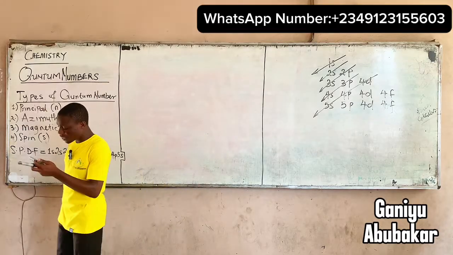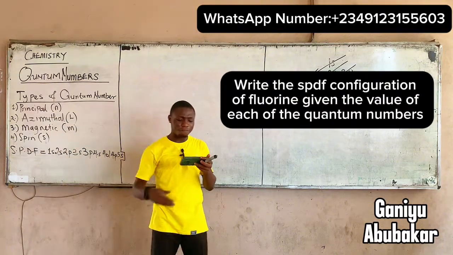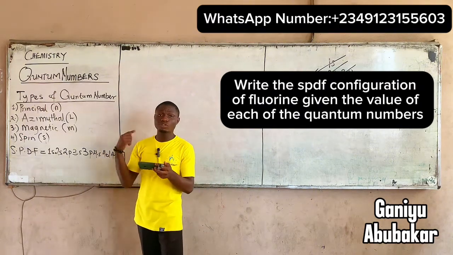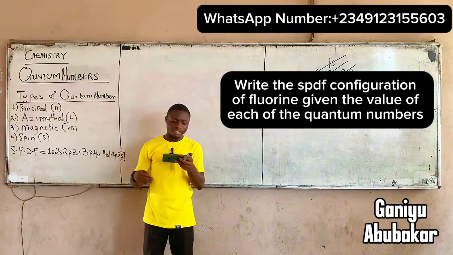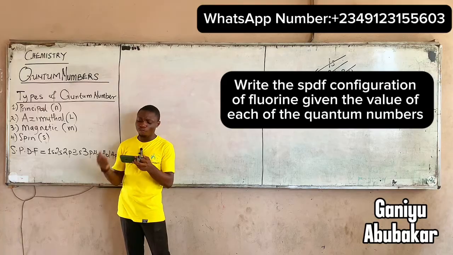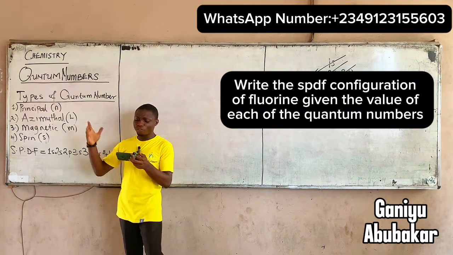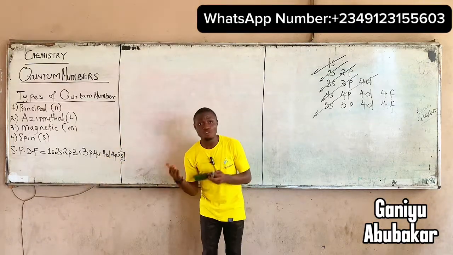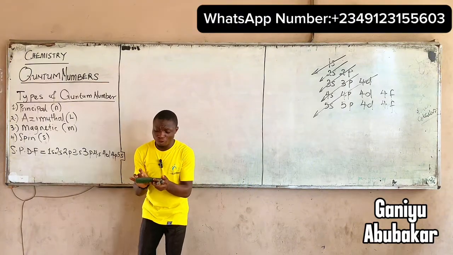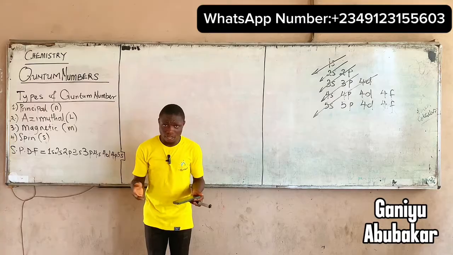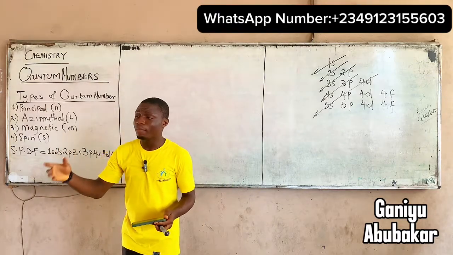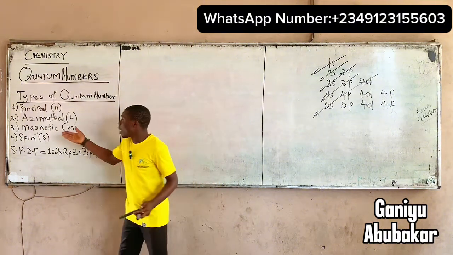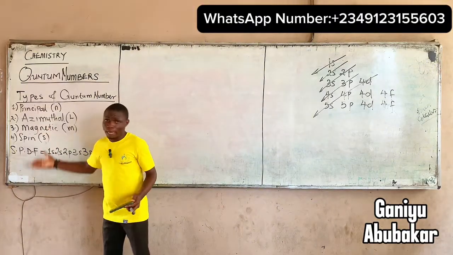All right, the example says to write the SPDF configuration of fluorine given the value of each of the quantum numbers. So my first task is to write out the SPDF configuration for fluorine, whose atomic number is 9. Next, I need to find the value of each quantum number: the principal, azimuthal, magnetic, and spin.